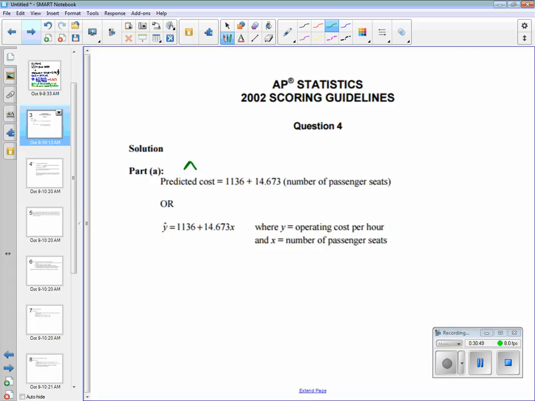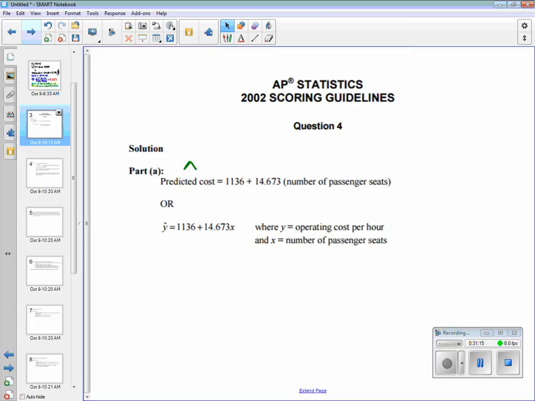So we had the predicted cost should be about 1,136 plus 14.67 times the number of passenger seats. Does that sound about right? Okay. They did this, and then they just wrote what the variables were over here. So you could have used y and x as long as you explained what y and x are. I think it's just as easy to put it in the equation. Either of those in context should have been there.